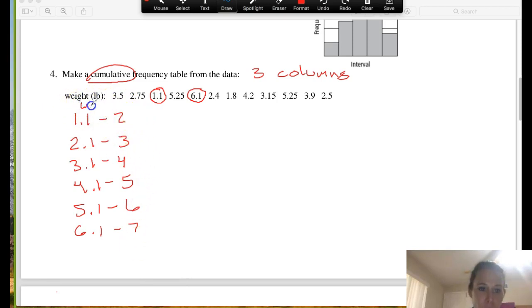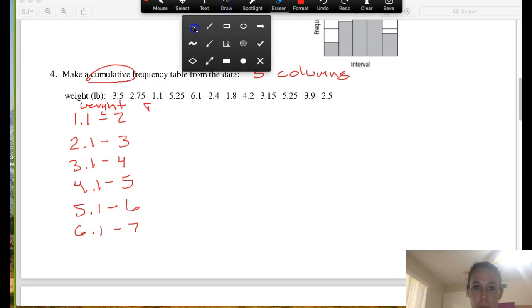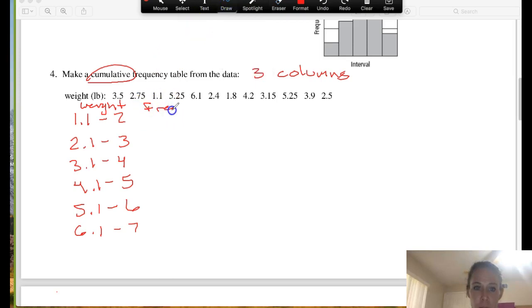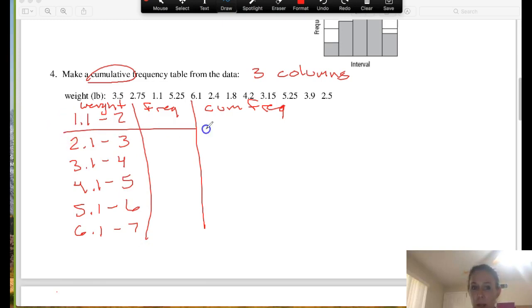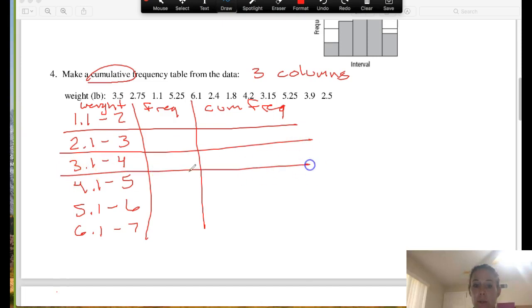So here's our weight, and we need 3 columns. We've got our weight, we've got our frequency, and then let me erase this so I have a little room. We need our cumulative frequency. Make sure you've got 3 columns. You've got your weight depending on how you've grouped it and what intervals you used. Then you need to show me your frequency and your cumulative frequency.